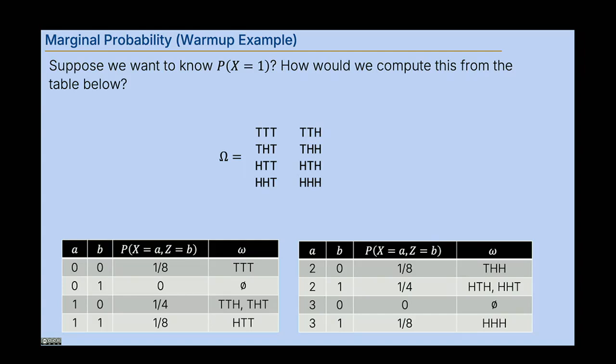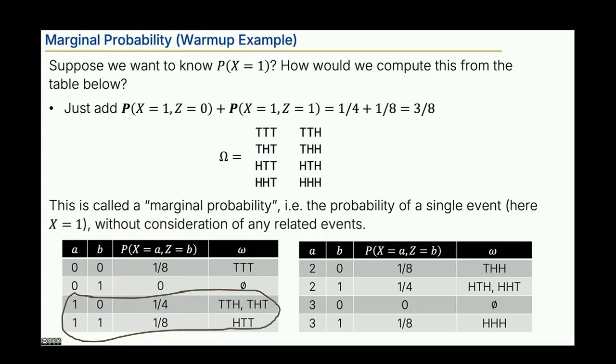Where is A equal to 1? Yeah, here's where A is 1. So these two rows, and then? You add the probabilities. Yes, add the probabilities, because those are all the different ways that A could be 1. So we'll just add those together. I get a quarter plus an eighth, and I get 3/8. That's called a marginal probability, and the idea is it's the probability of a single event, so in this case, X equals 1, without consideration of any related events.